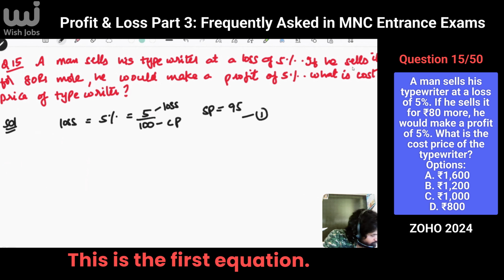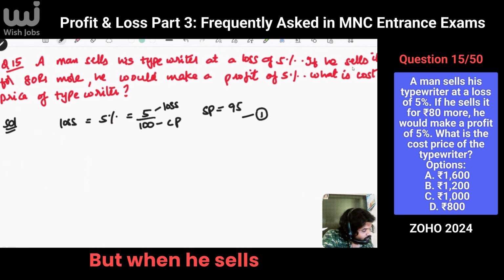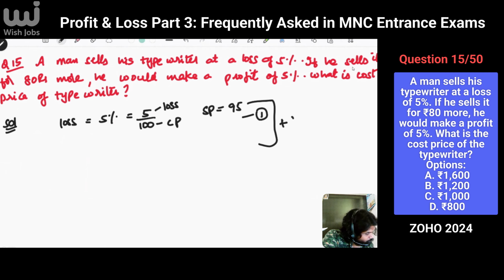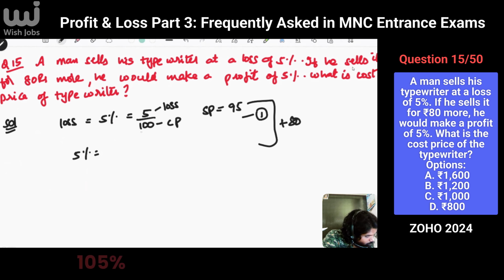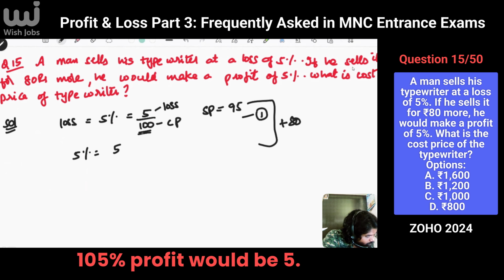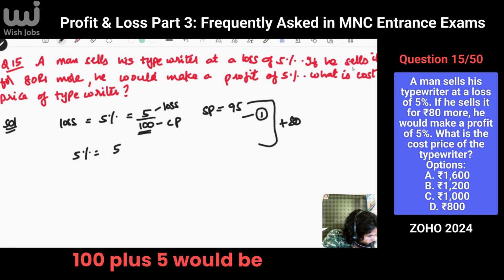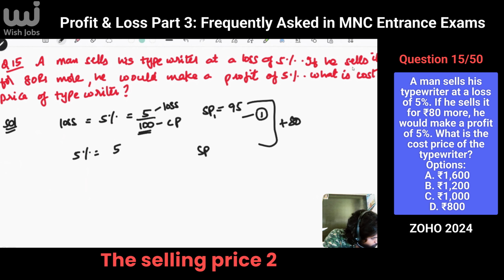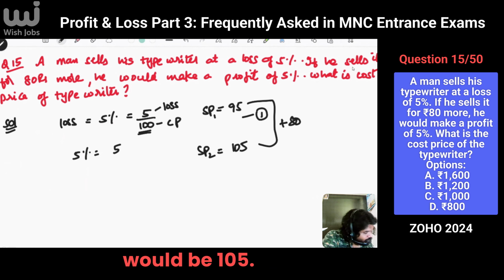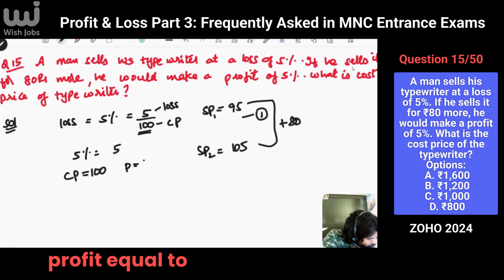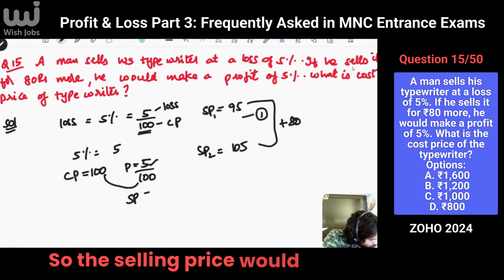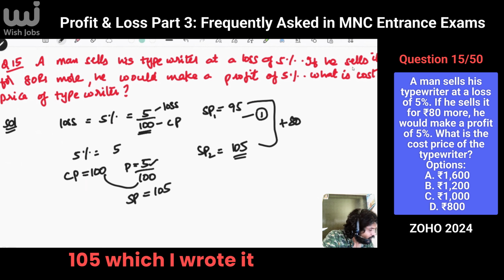This is the first equation. But when he sells 80 rupees more, he would make a 5% profit. 5% profit on 100 would be 5. 100 plus 5 would be 105. The selling price 2 would be 105. So cost price is 100, profit equals 5%. That means when cost price is 100, profit is 5. So the selling price would be 105, which I wrote here.